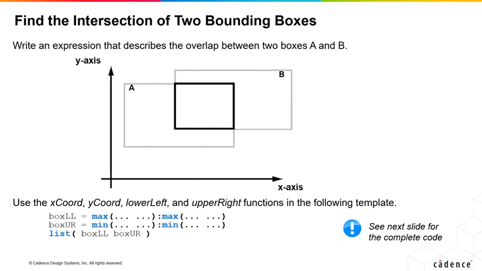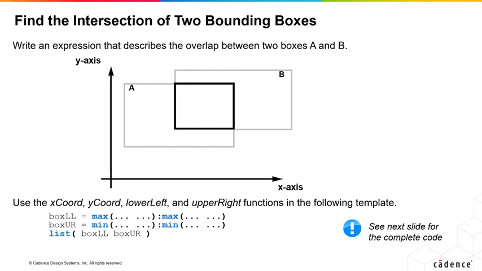Next, we'll look at finding the intersection of two bounding boxes. And here we're going to write a set of skill expressions to extract, and then finally one to describe the overlap between the two boxes A and B. So here you can see the intersection is shown in the diagram, and the template we're going to use again is very similar to the one we used on the previous page, where we're going to call the max function this time to locate the lower left corner.